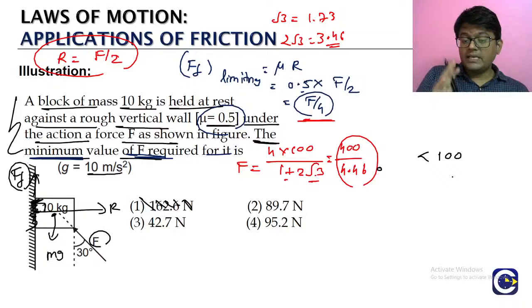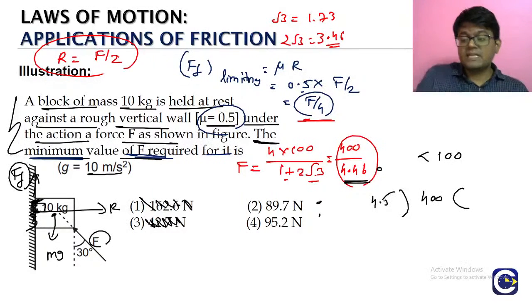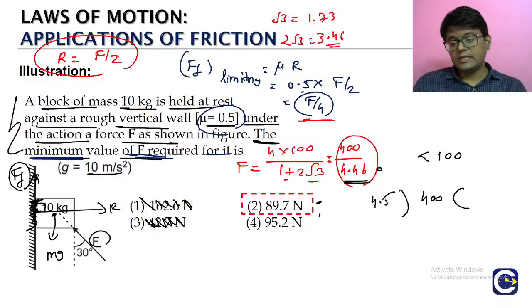400 by 8 will be 50. Here we have 4.46, right? Means what? This cannot be 42.7 also. Now we have to conclude which is the one, 89.7 or 95.2. Okay, so maybe we can just do some quick approximate calculation. If we try to divide 400 by 4.5, then maybe we'll be able to arrive at the approximate answer. That will be close to 90.